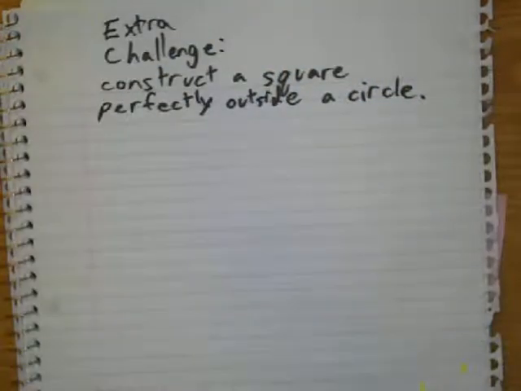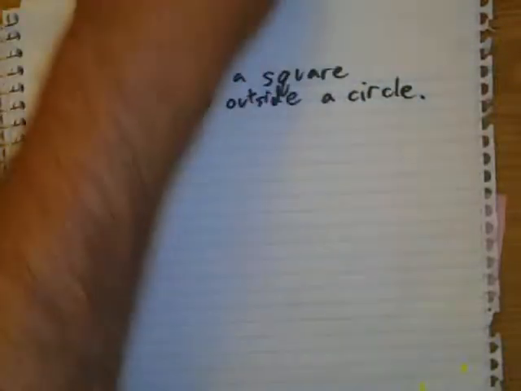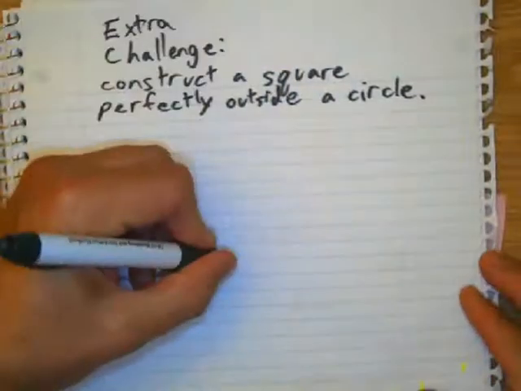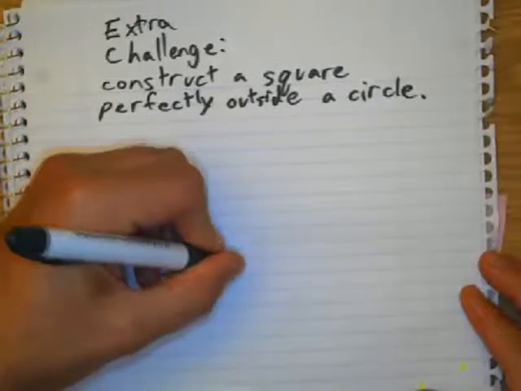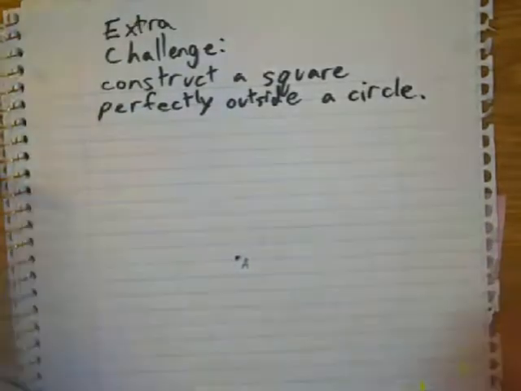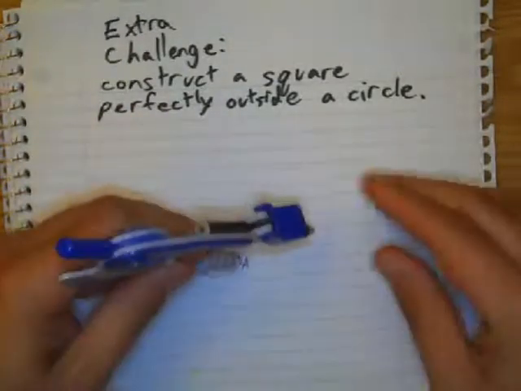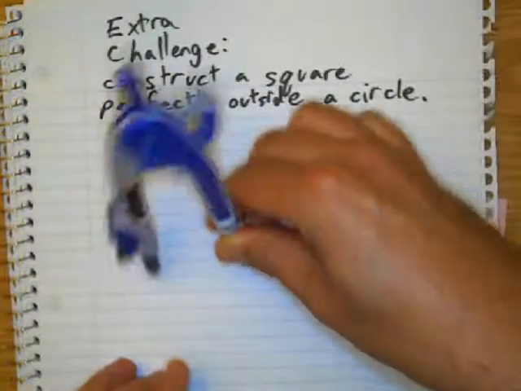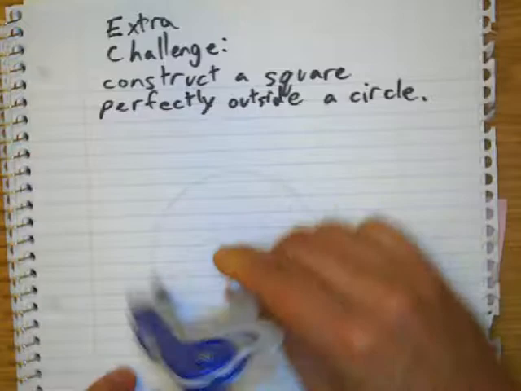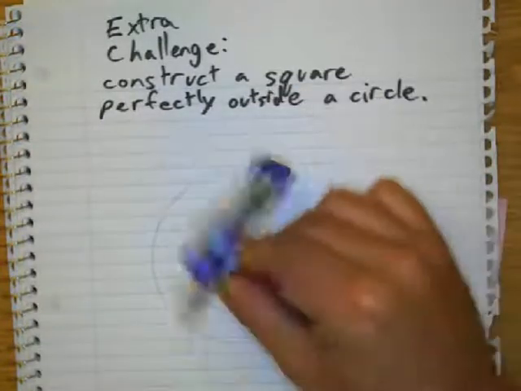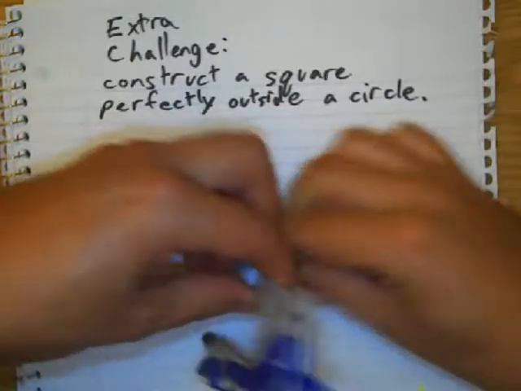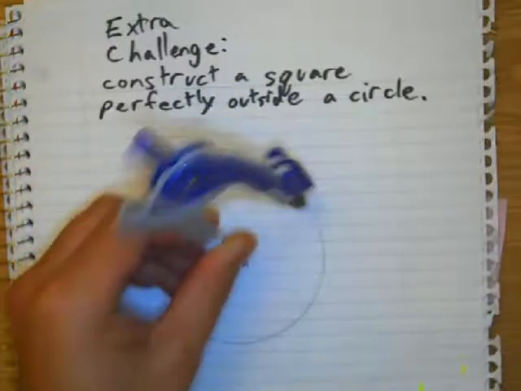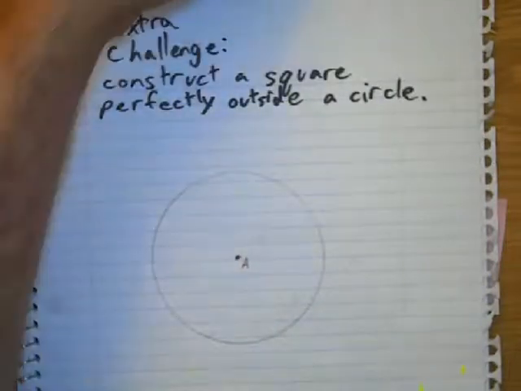What we're going to do is create a point right here. I'm going to call it A. All right, and I'm going to draw a circle through that point, because we're going to try to construct a square perfectly outside of the circle. I hope I didn't make this too big. We'll see what happens.